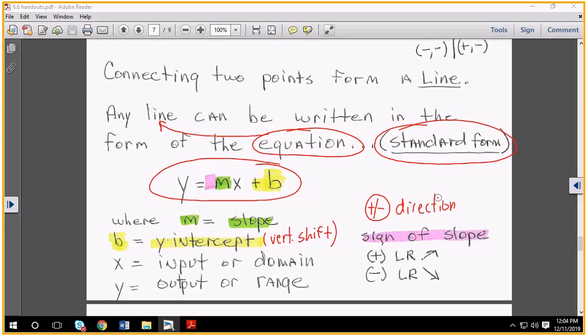The x is the input. The input is also called the domain. The domain is a fancy word for the numbers that we input. Range is a fancy name for the numbers that occur in the output. And we'll talk about that here in just a minute.